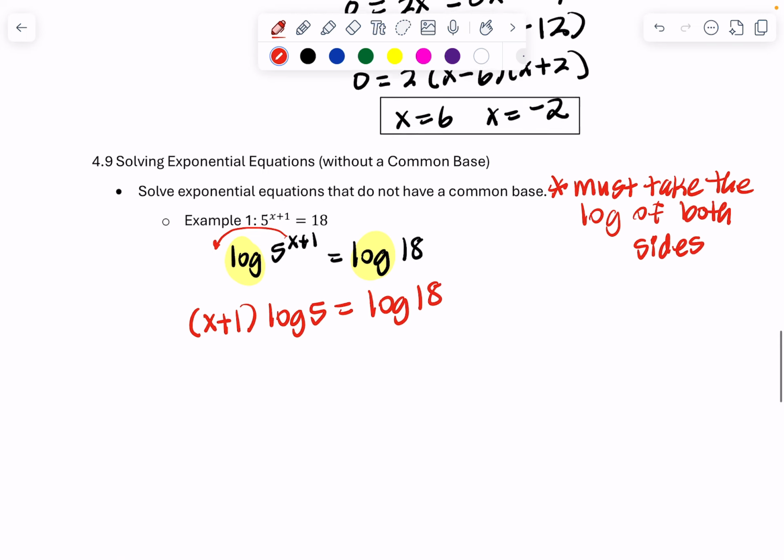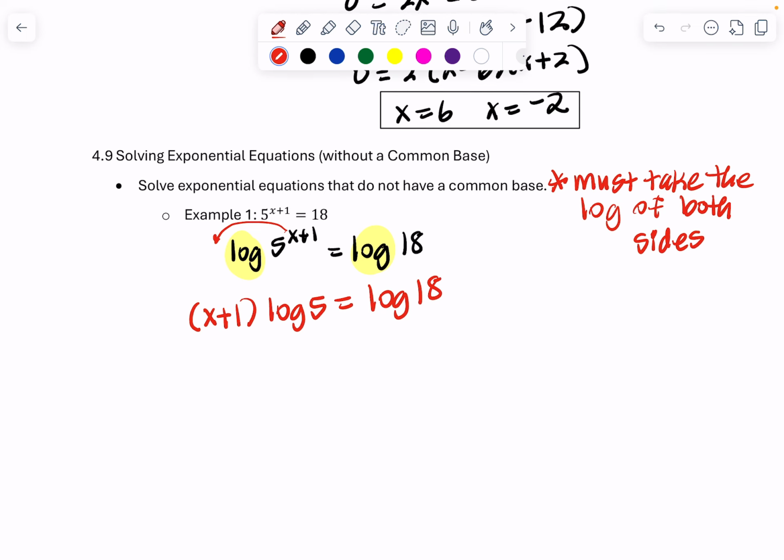And the goal at this point is to isolate the x. But because the x is only in one place, you see how I only have one x right here? Then all I've got to do is clean it up and get this by itself. So I'm going to divide both sides by log 5. It depends on where the x's are, and it's just the process of solving for the x.